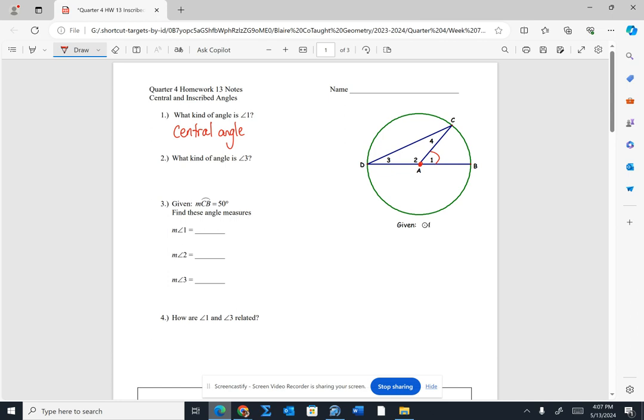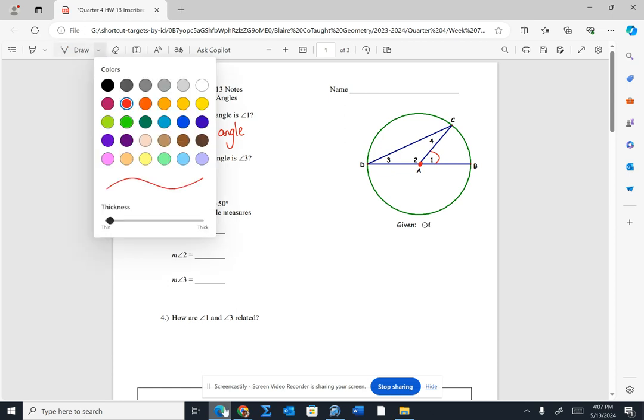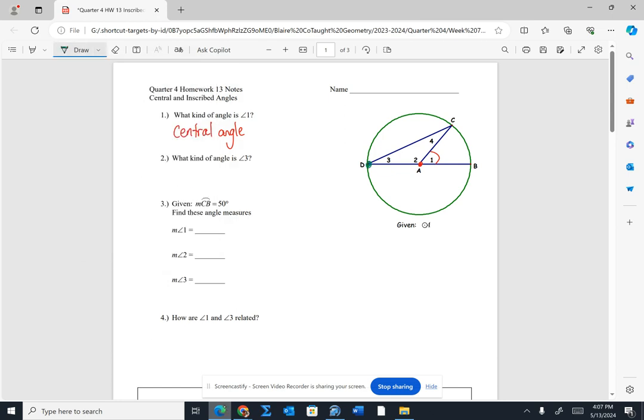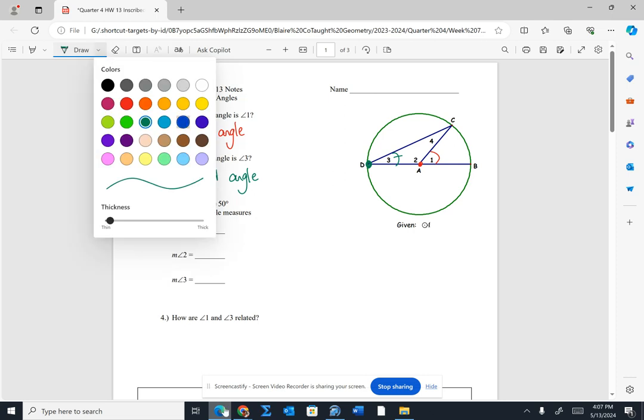Now, take a look at angle three. Do you notice that angle three's vertex is not at the center of the circle? Angle three's vertex is on the circle. Angle three is called an inscribed angle. It's inscribed into the circle. It's like it's carved into it. So it says arc CB is 50 degrees. I'm going to label that on my picture.